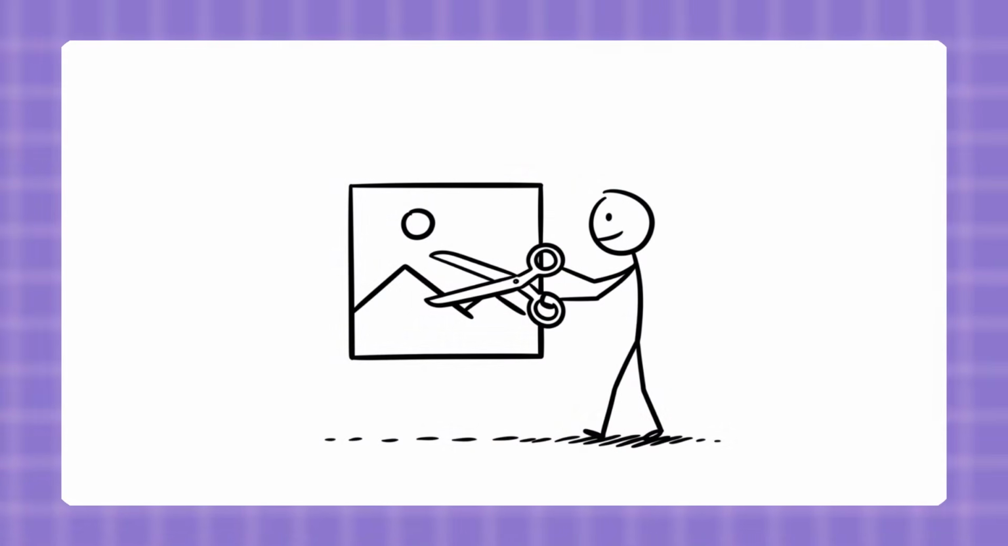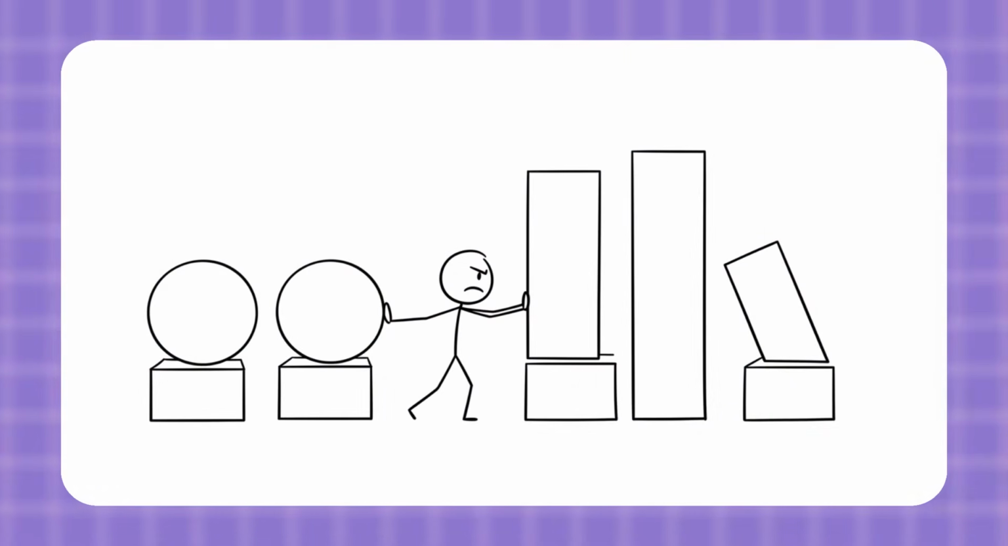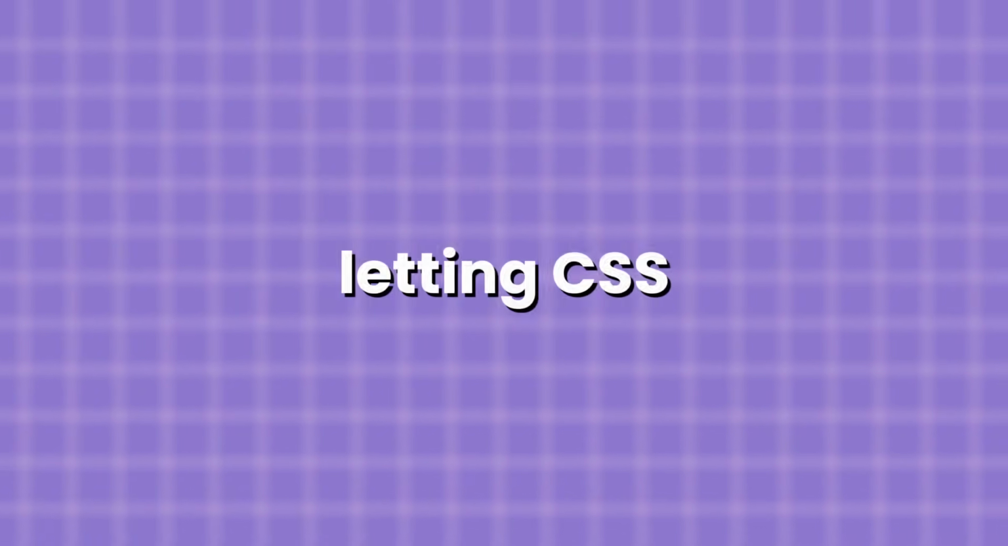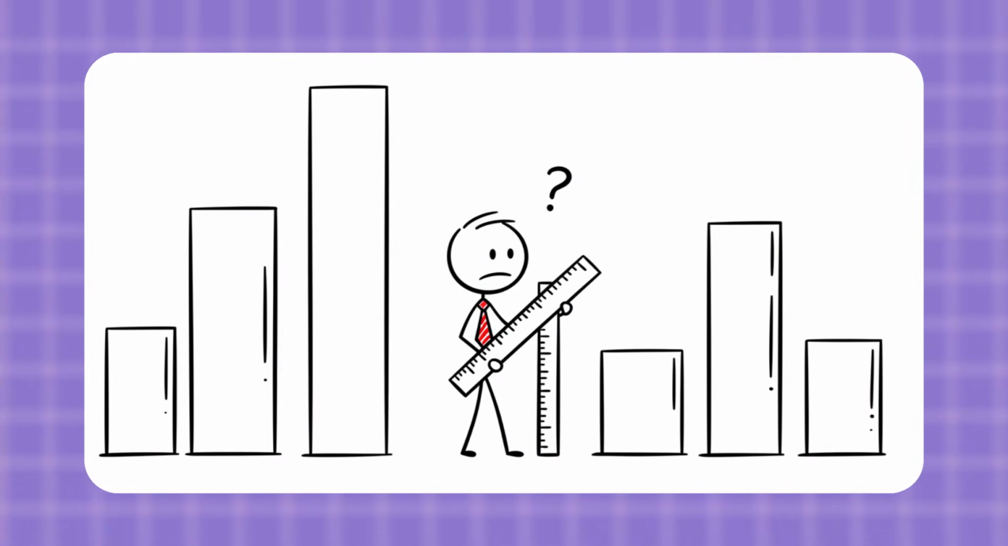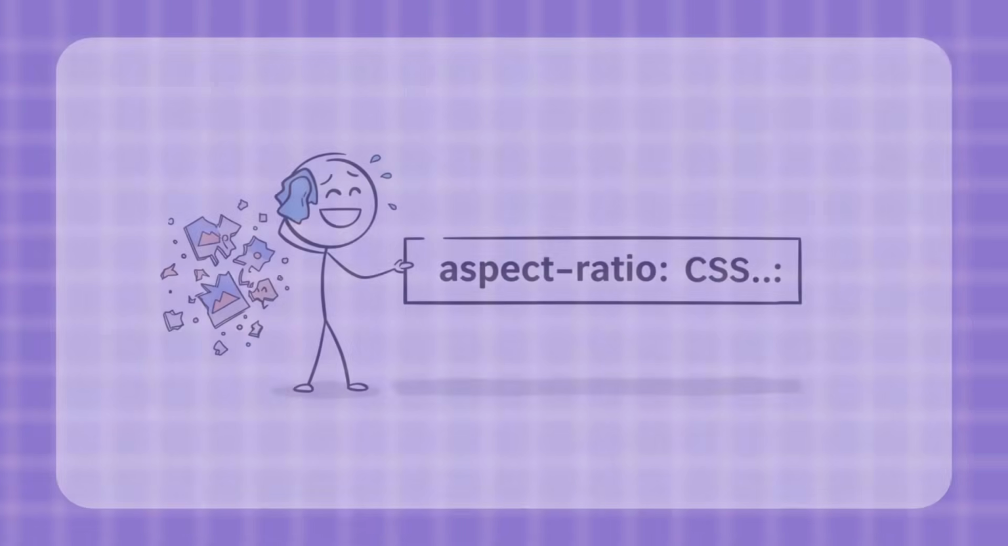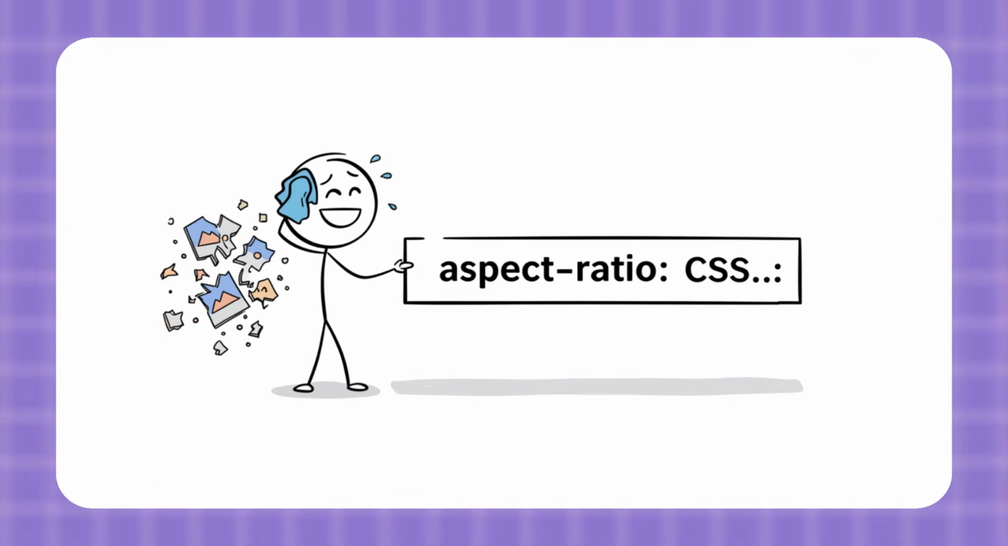Another common solution was manually cropping images. You would force every image into a square or rectangle just to line them up. The problem? You lose parts of your image and spend extra time editing instead of letting CSS do the job. And when it came to layouts with equal height cards like product grids, you had to fight with flexbox or grid tricks. You would write lines of code just to make sure every card matched in size. So yeah, all of this worked, but the code was messy, confusing, and really hard to maintain. That's why aspect ratio feels like magic. It solves all of these old struggles in just one line.